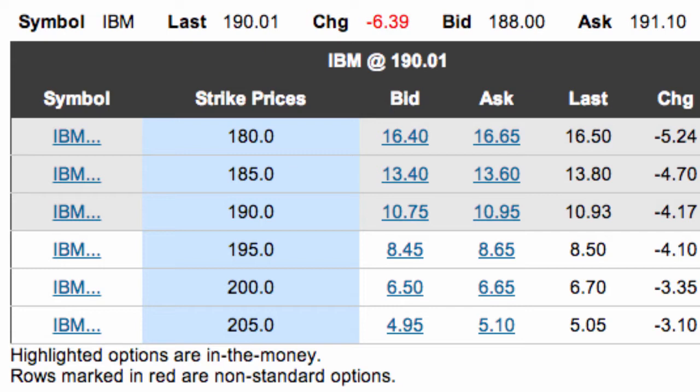We can see that the bid and ask is $8.45 and $8.65, a 20-cent spread. The reality is I'm probably going to make an offer somewhere in the middle. I'm going to offer to buy that option for, say, $8.55, right smack dab in the middle. That 10 cents difference between the bid and what I actually pay is the profit margin that I give to the market maker.